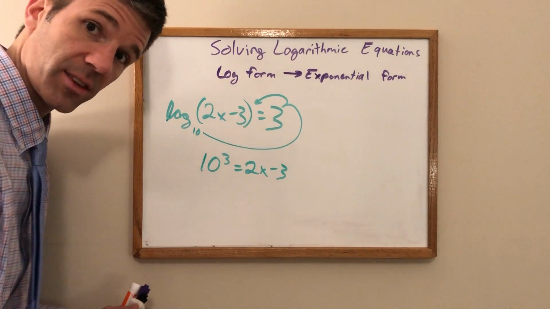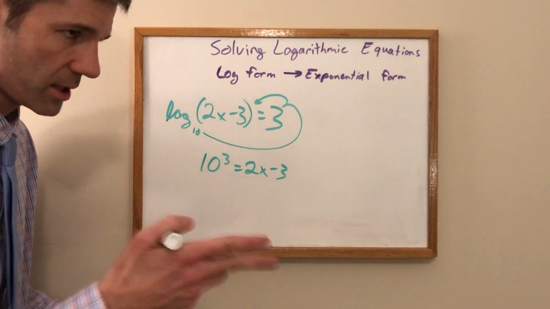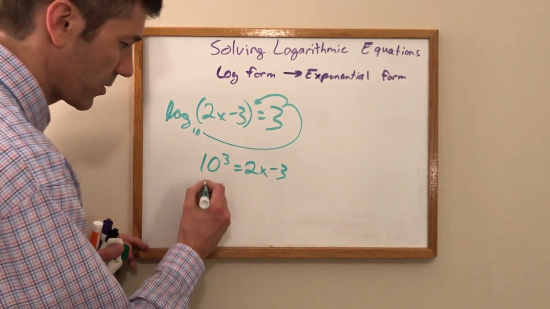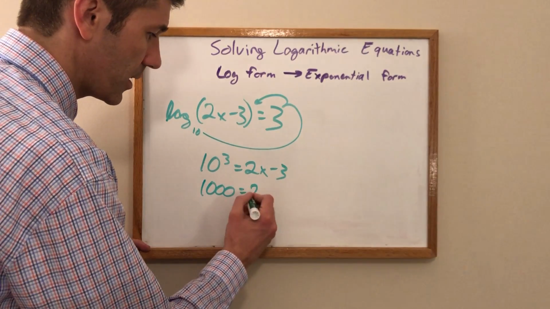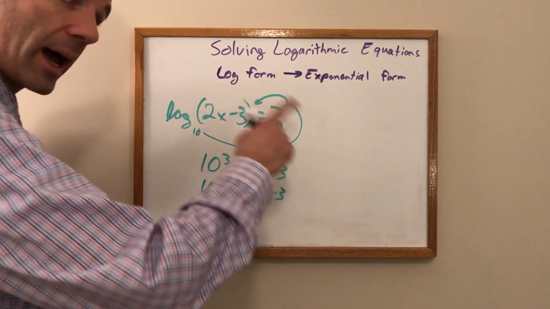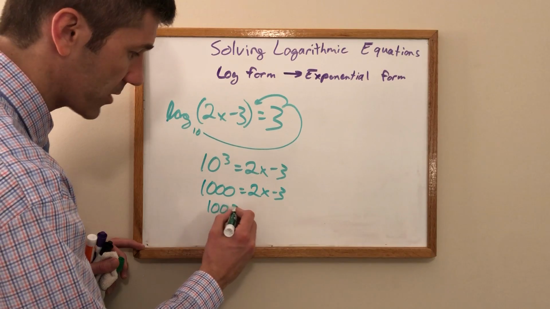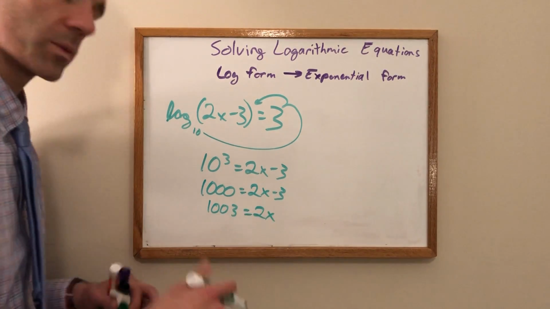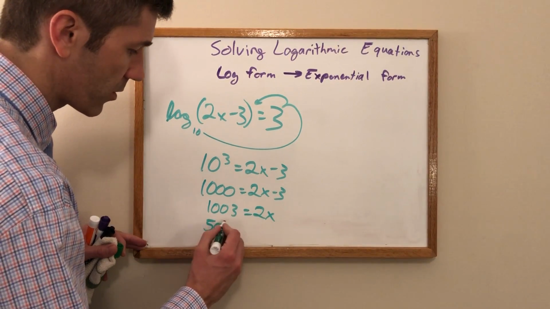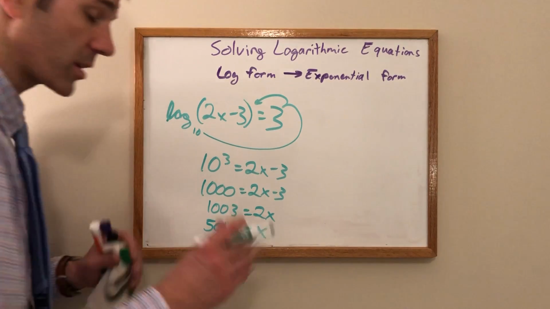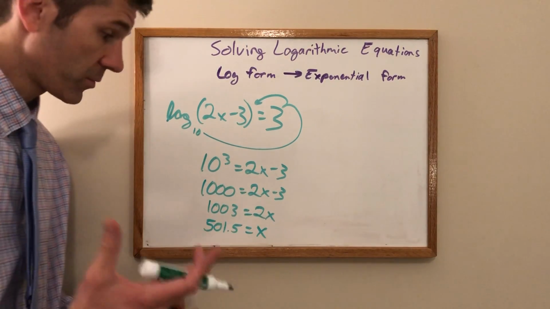I'll find out what 10 to the 3rd is. Well, 10 times 10 times 10. 10 times 10 is 100, times 10 is 1,000. So 1,000 equals 2x minus 3. We're going to add 3 to both sides. We have 1,003 equals 2x. We divide by 2. We have 501.5, and that is equal to x, and we're done. We finished. We found out what x is.